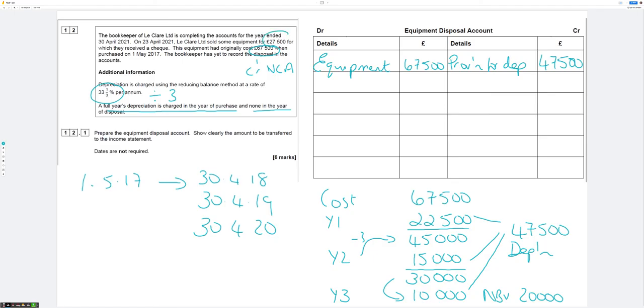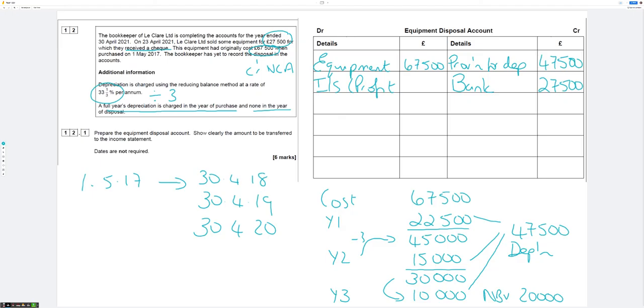We've sold the asset, if you look there, for $27,500. They received a cheque. Well, if they received a cheque, the only thing they can do with that is pay it in the bank. Money in the bank is debited, so debit the bank and credit the disposal account with $27,500. And then the difference on this account is going off to the income statement, and it's actually going to be a profit on disposal.